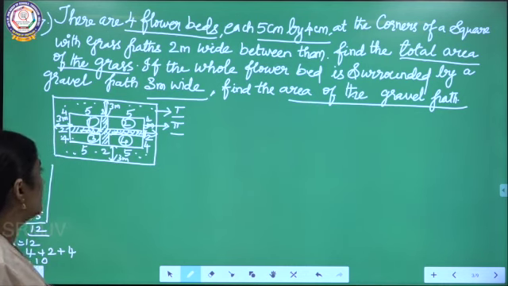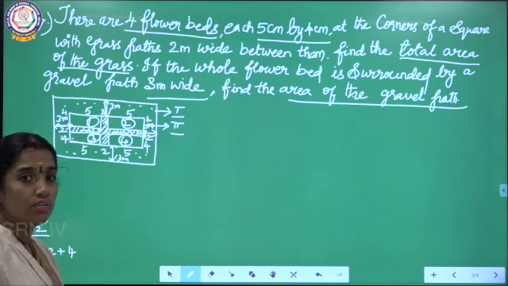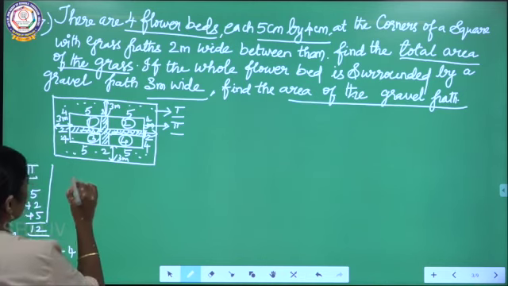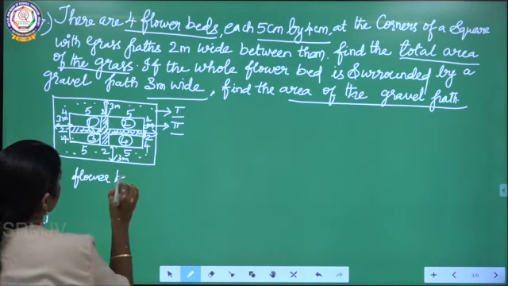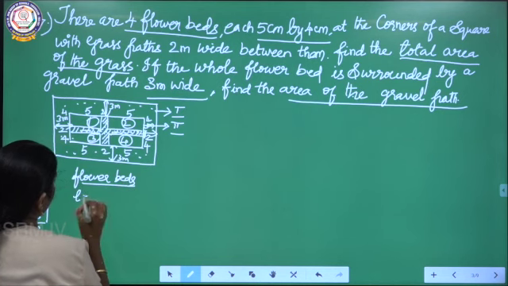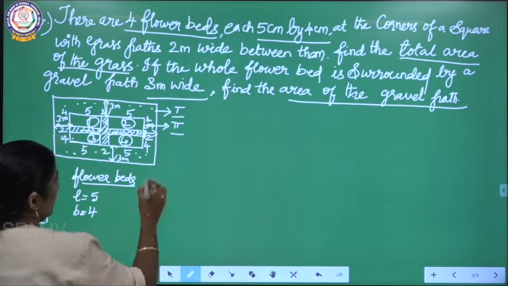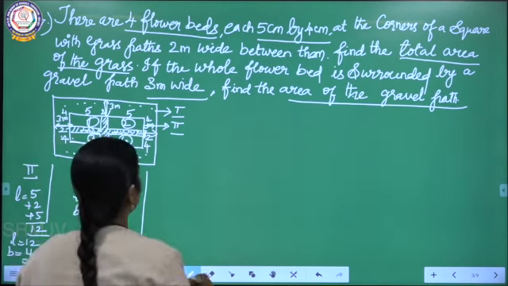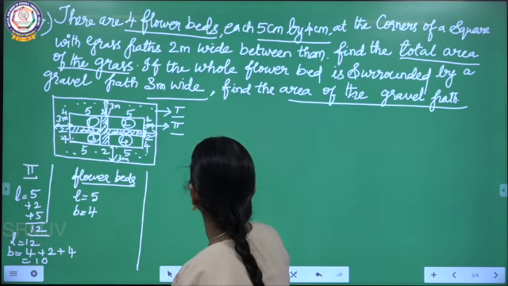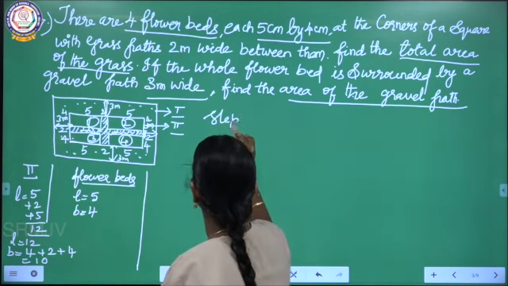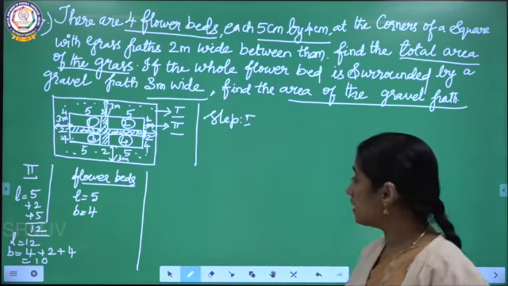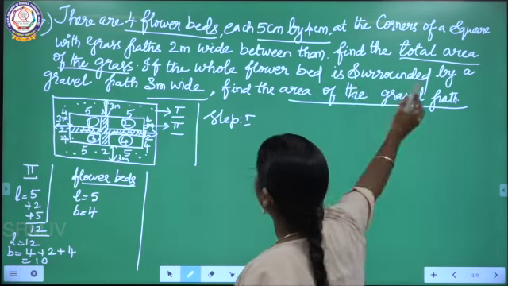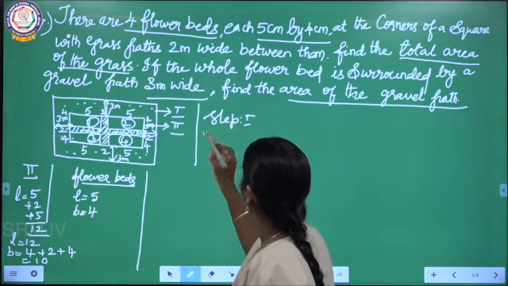Now listen, see the 4 beds. Just see that 4 flower beds length is 5 and your breadth is 4. Got it? Now the step 1. Step 1, I am going to do this. What is the step 1 I am going to do here? Listen. Area of the grass I am going to find out.